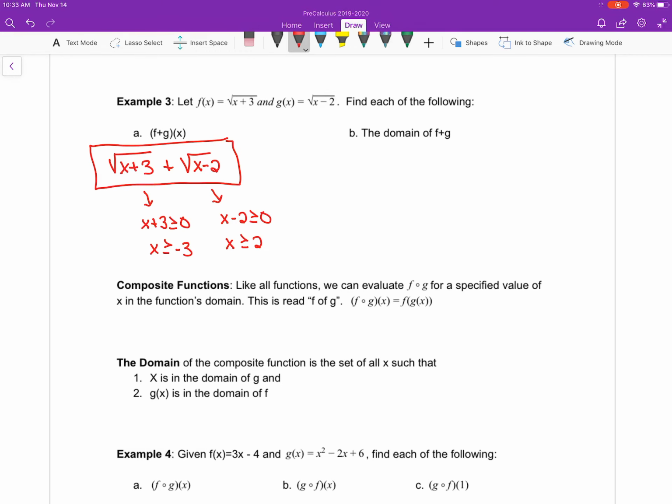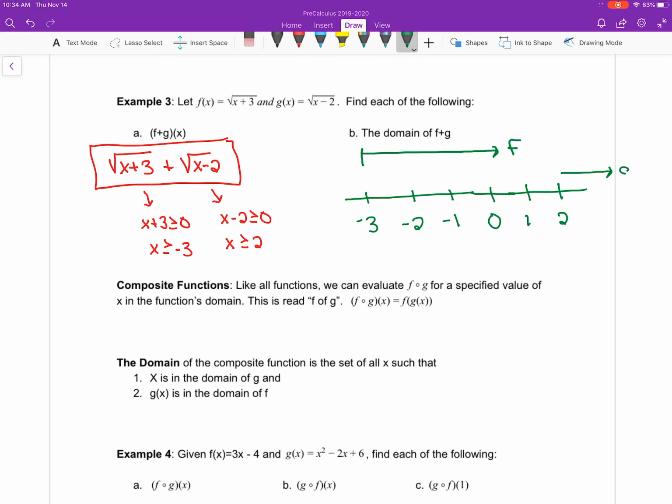All right, so what does that look like? We could look at it as a number line. We've got negative 3, we've got negative 2, negative 1, and so forth. We know that the domain of f has to be greater than or equal to negative 3. We know that the domain of g has to be greater than or equal to positive 2. So over here would be g. I'm going to go ahead and extend f.